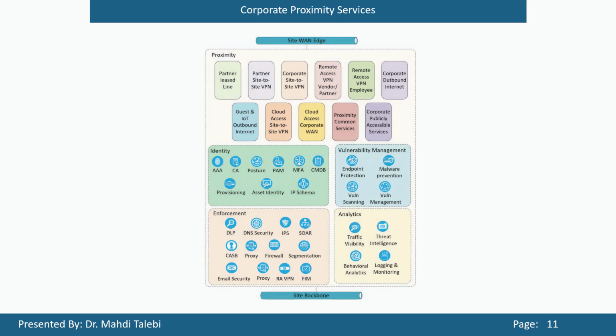Adopting these measures within corporate proximity services not only conforms to zero trust security principles, where trust is never assumed and must always be verified, but also enables a secure, manageable, and efficient network environment conducive to modern digital business practices. Implementations such as these are essential in safeguarding critical organizational data and systems in an increasingly interconnected world.